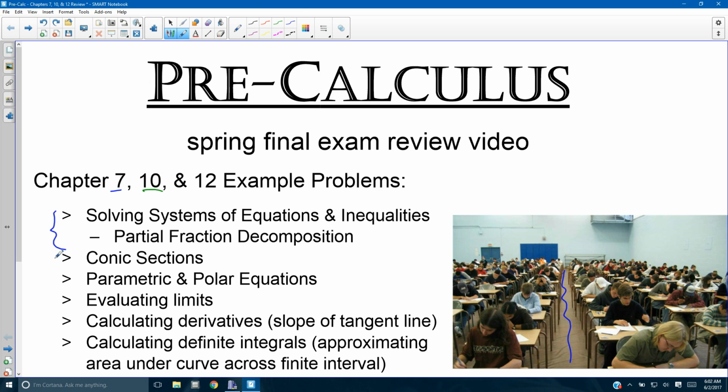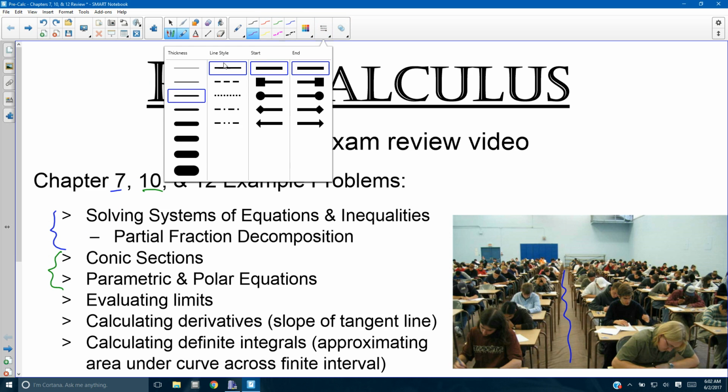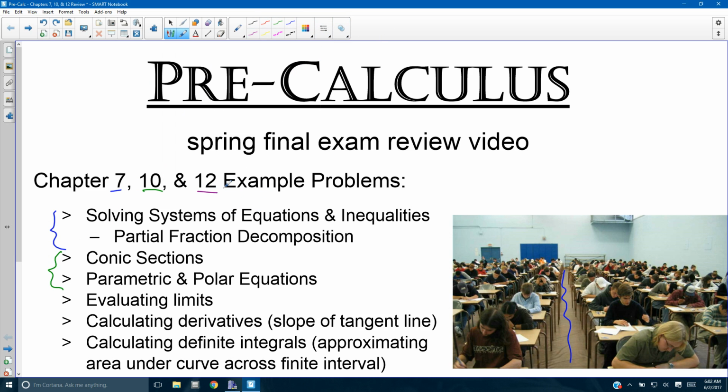Chapter 10 on conic sections, and along the way you'll see parametric and polar equations. And then chapter 12 starts the real calculus stuff on limits, derivatives, and even definite integrals. If you don't know this term, you've probably seen area of a shaded region underneath a curve or a line or something like that. So those are the 3 parts there.